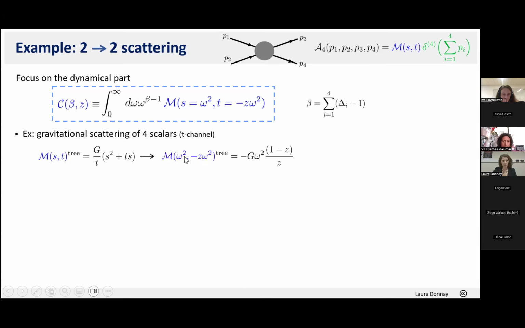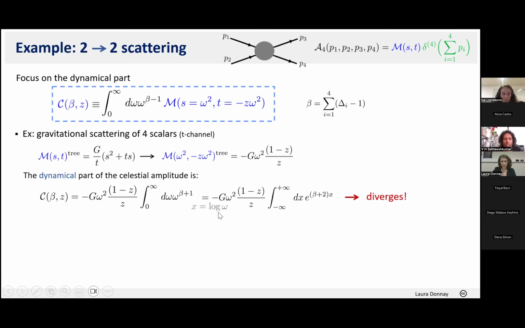And now you have to do this integral, right? So you have to integrate this tree-level amplitude. So what you are left with, sorry, I think there is an issue. There is a typo clearly. There should not be an omega squared here. The integral you are left with should be omega squared times omega to the beta minus 1. So it's omega to the beta plus 1. Sorry about that. Forget about this omega squared here. So that's the amplitude. That's the only integral left you have to do.